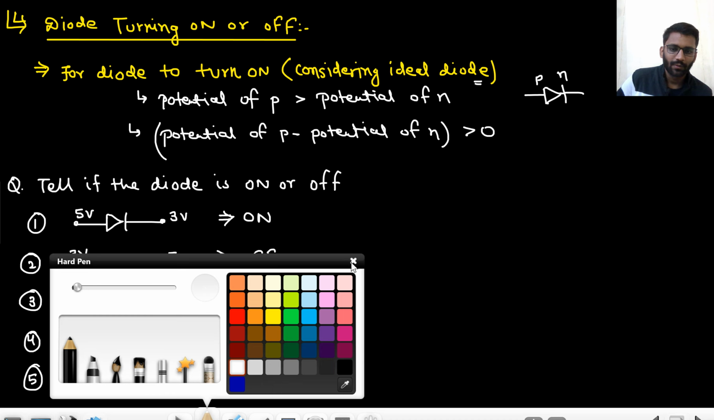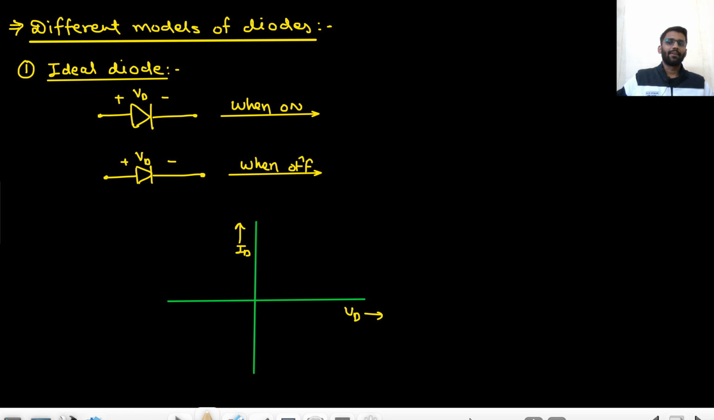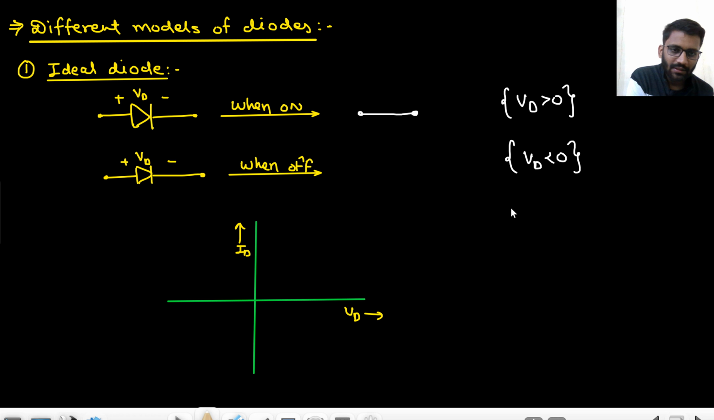Now let's study the first model, that is ideal diode. We consider this as an ideal diode only. When VD, that means potential of P minus potential of N, is greater than 0, at that time the diode will turn on. When the diode is on, you will simply replace it with a short circuit. And when VD is less than 0, you will replace it with an open circuit. That means it will not drive any current.